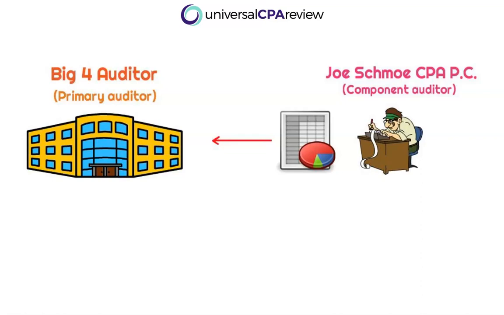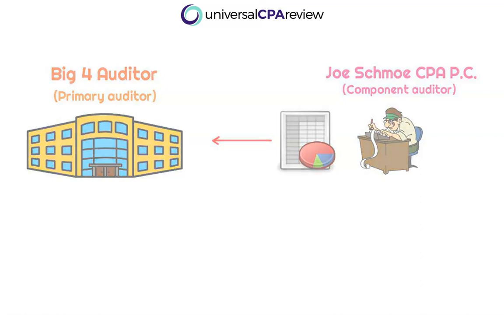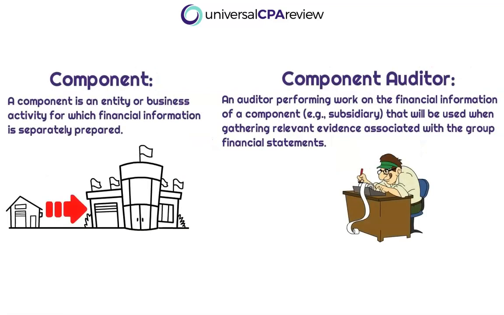So the group auditor is going to bring in another small accounting firm to audit a component of the financial statements. A component is defined as a specific entity or business activity for which financial information is separately prepared. But the whole idea here is that a component is included within the group financial statements. Maybe this is a subsidiary of the large corporation. That makes the component auditor the auditor performing the work on the financial statements of a specific component, because that subsidiary or business activity is relevant to the final audit opinion that is reported.